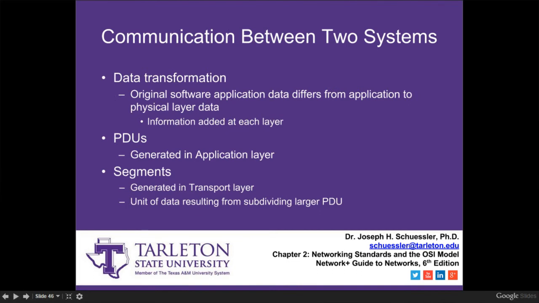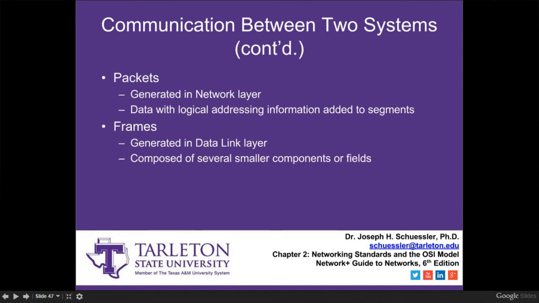So, communication between two systems. Essentially you've got the issue of data transformation. The original software application data differs from the data at the physical layer. In other words, it doesn't look the same traveling all the way through those different layers. Information is added at each layer, and we'll have a graphic here in just a little bit that will show you some of that. So we have PDUs that are generated in the application layer. Segments are generated in the transport layer. Packets are generated at the network layer, and then frames are generated at the data link layer.